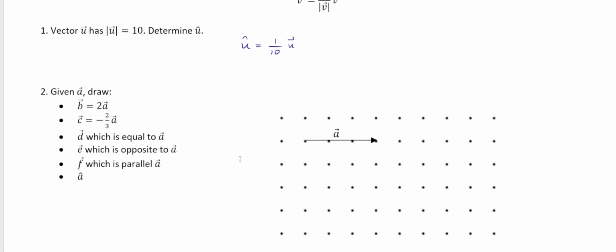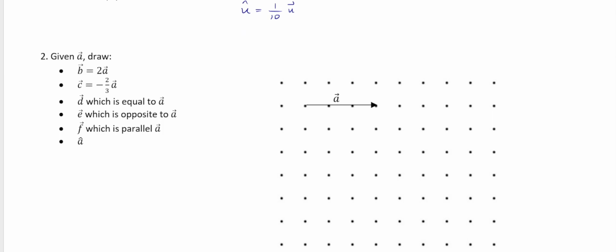Okay, final activity here. So if b is equal to 2a, then I'm going to do a is right here, and then I'll do double that right there. So we've got 3 spaces, 4, 5, 6. Okay, and let's try and make this as straight as possible. Right there. So that's going to be our B. Double the size of A. Okay, C is negative 2/3 of A.